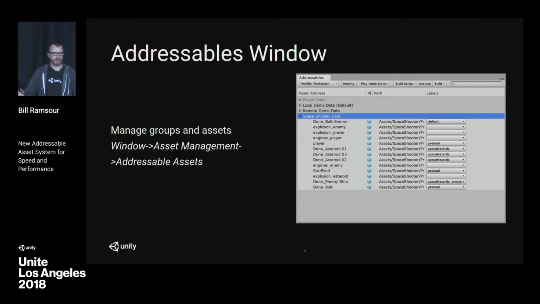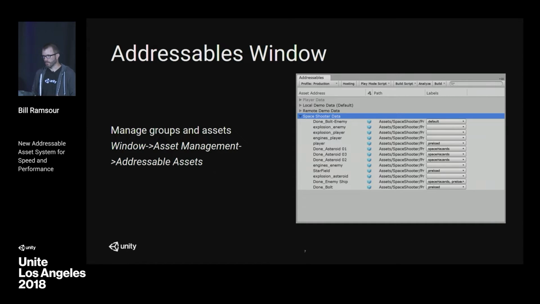There's a lot going on in here, but the main thing I want to hit on is, there in the middle, there's 4 groups. Within them are a bunch of entries or assets. And this is the view under which you manage the addresses of your assets. As I said, you give an asset an address. In this case, each of these things, done, bolt, enemy, explosion, player, these are addresses that we have given to assets. And they're in groups.